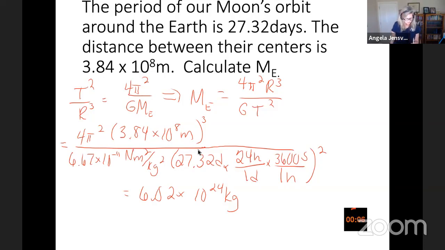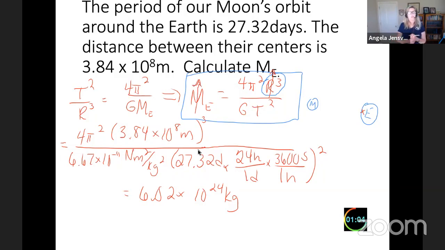Let's look at our equation up here for the mass of the Earth. The mass of the Earth is proportional to the orbital radius that we use cubed. And the orbital radius we used was the distance between their centers. But if you look at the Earth and the Moon, they don't orbit about the center. They orbit about their center of mass, which is a little bit closer to the moon. So we used an overestimate of the orbital radius, so we got an overestimate of the mass of the Earth. Okay.